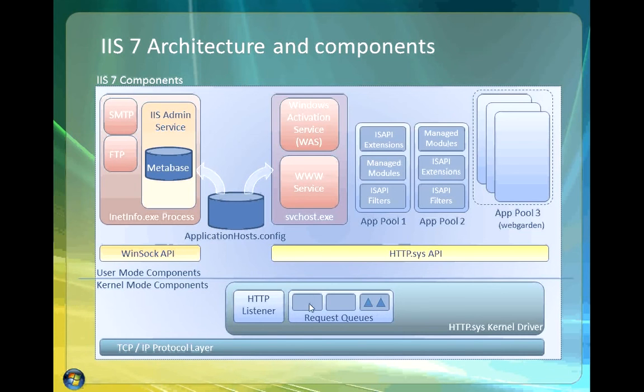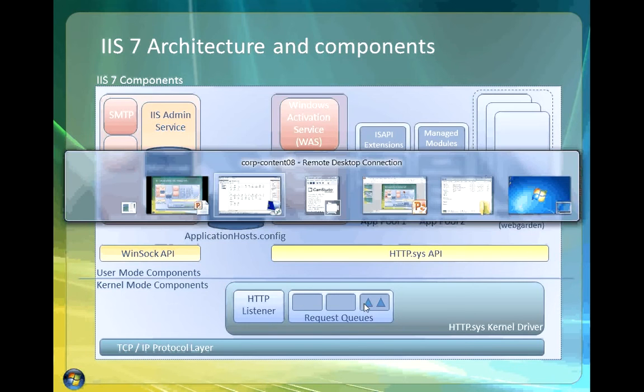So here we have a request queue corresponding to app pool 1, app pool 2, app pool 3, and so on. Now, if no W3WP process is actually running for that application pool, the Windows Activation Service, or WAS, will start a process up for us whenever a request is placed into the queue. So let me illustrate that for you.